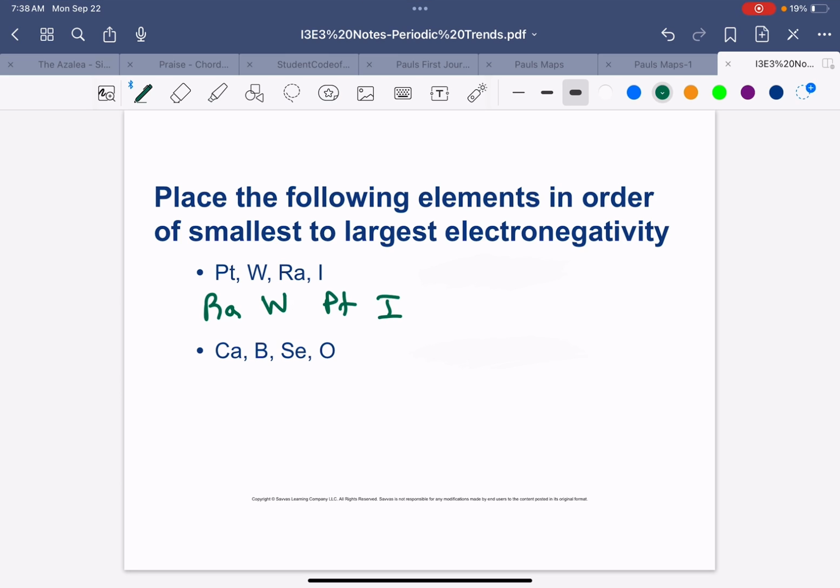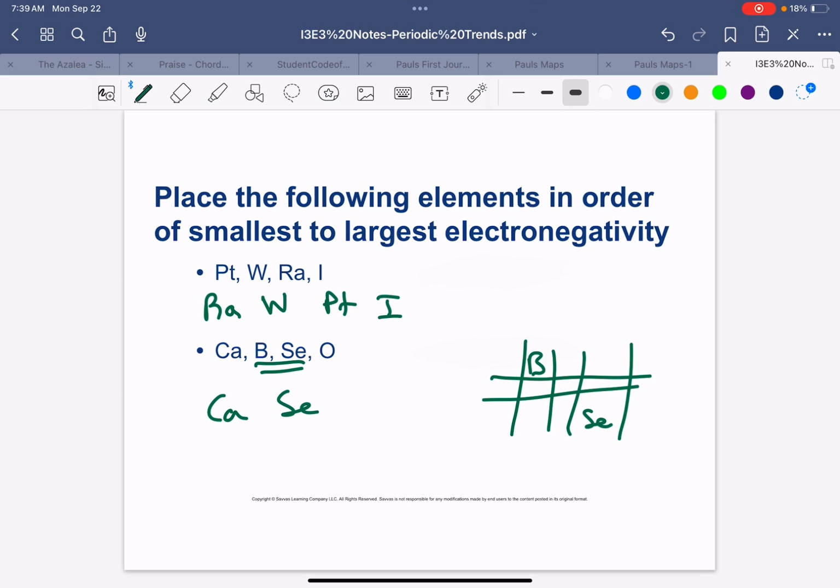Calcium, boron, selenium, and oxygen. Calcium is furthest to the left. And then you have, now this one's tricky. Let's look at boron and selenium. Boron and selenium exist about here on the periodic table. Selenium is 2 rows down, and boron is 2 rows up. So when you have a tie like this, selenium's going to lose, and boron is going to win. And then oxygen is still furthest and to the right.